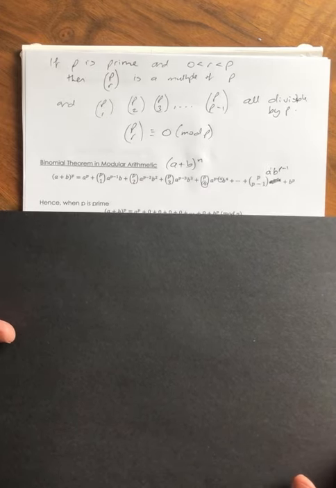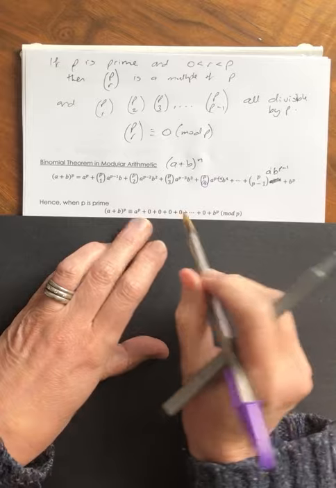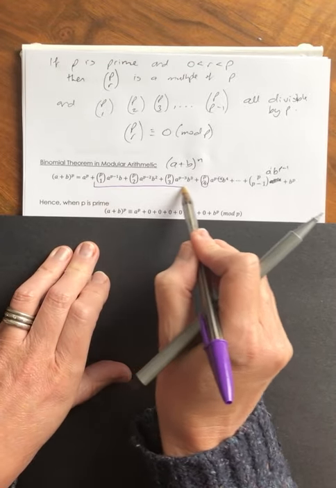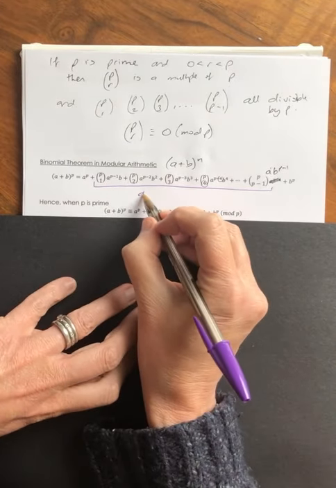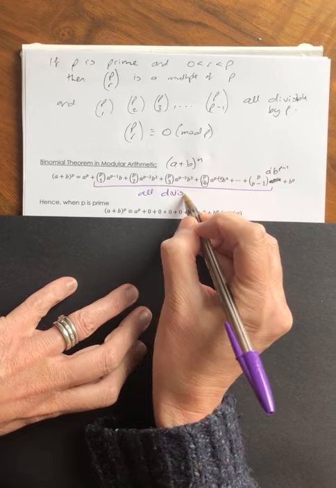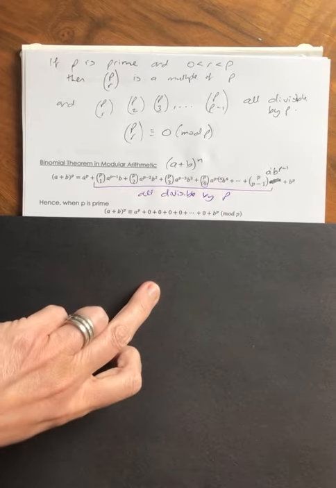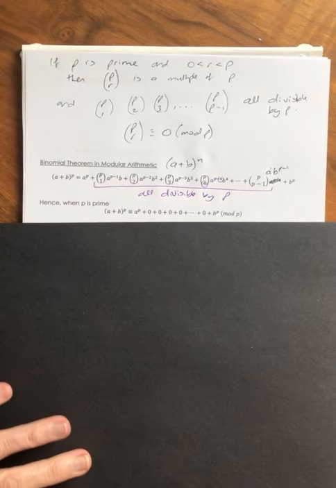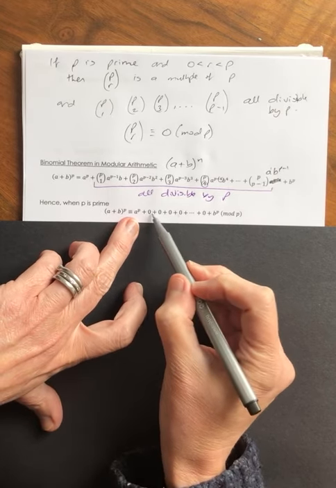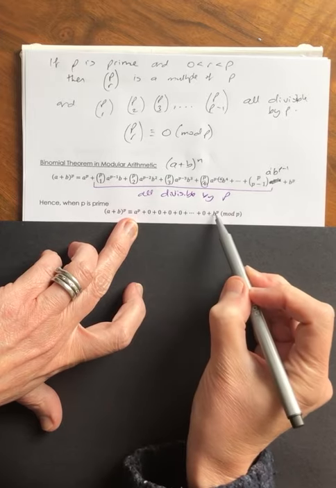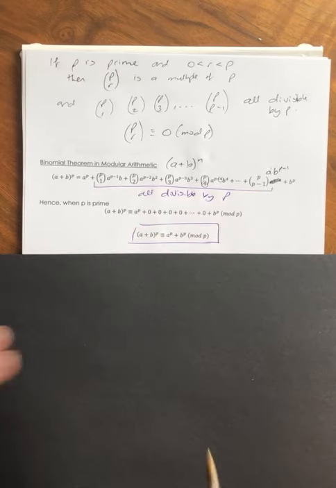Now, when p is prime then, what's going to happen if I take this modulo p? All of these middle terms here, they're all going to be binomial coefficients, and they are all divisible by p. So they are going to be congruent to 0 mod p, which is where all these zeros here have come from. So that means a plus b to the power of p is congruent to, ditch all of those, a to the p plus b to the p mod p, which is this result here.